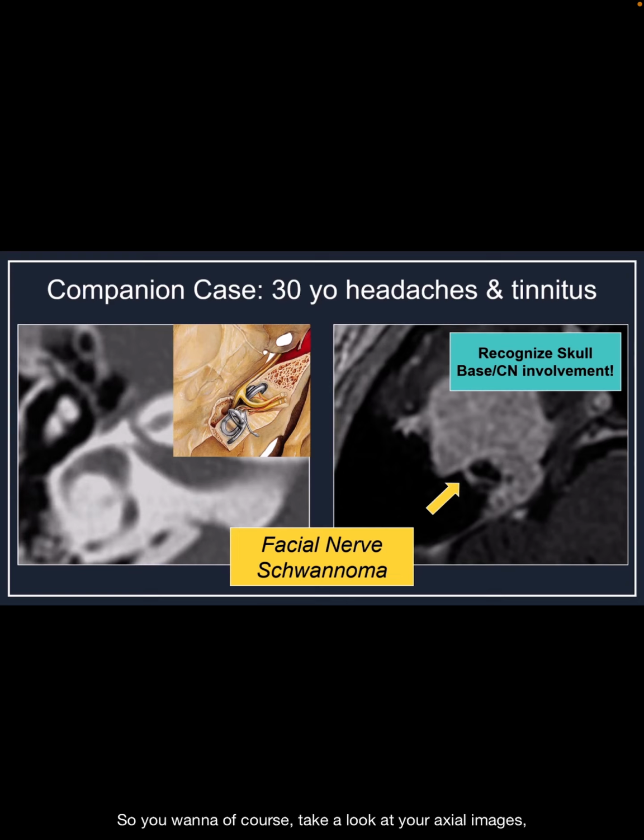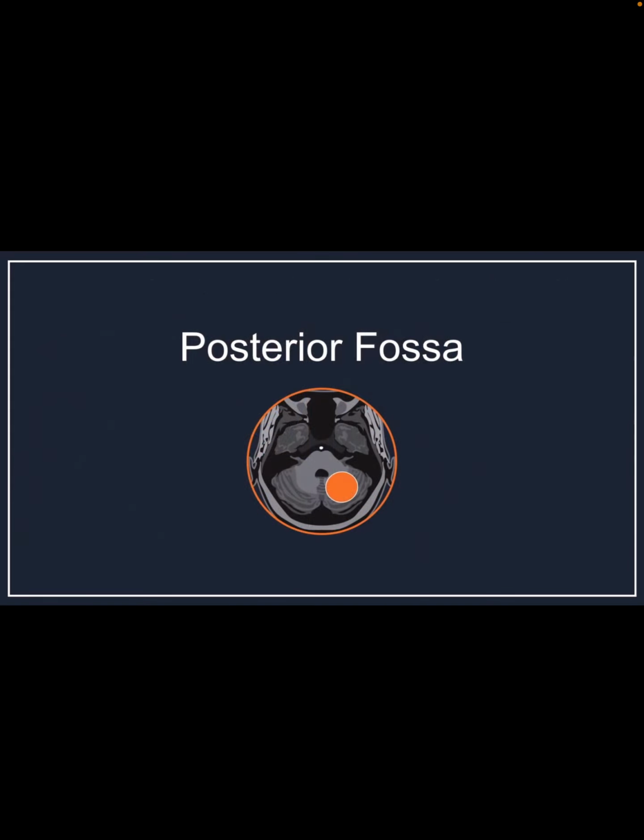So you want to, of course, take a look at your axial images, but pay attention to the coronal images as well to confirm that the tumor is actually surrounded by brain tissue on all sides. If it's not, you really want to be thinking about alternative diagnoses, and meningioma and schwannoma are the things you want to be considering. Look for that nerve involvement. Nerve involvement can certainly occur with meningiomas, but you definitely want to be thinking about a schwannoma, particularly in this example. Okay, let's move on to the posterior fossa.